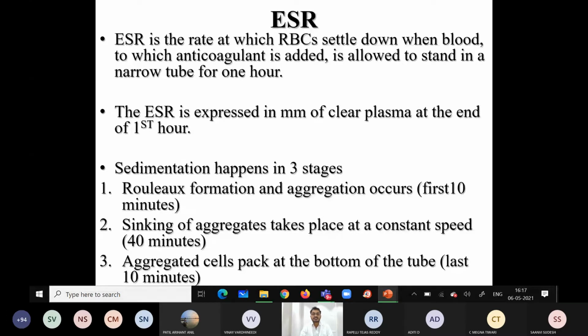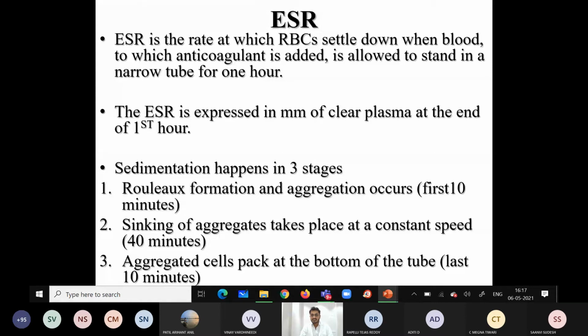So what is the definition? It is the rate at which RBCs settle down when blood to which anticoagulant is added is allowed to stand in a narrow tube for 1 hour. So basically the ESR is expressed in millimeter of clear plasma at the end of the first hour.